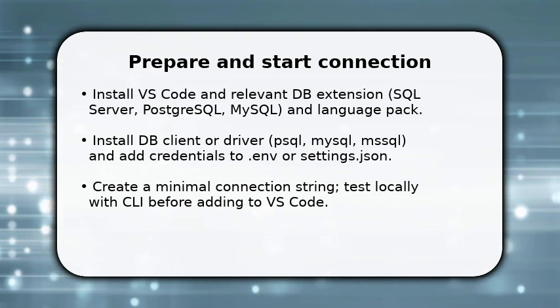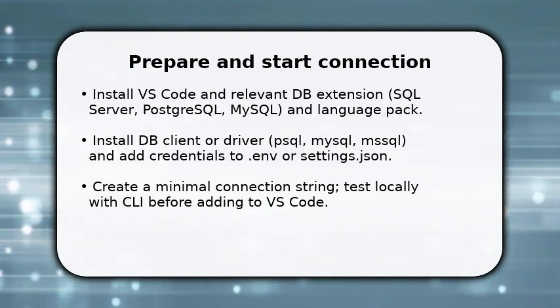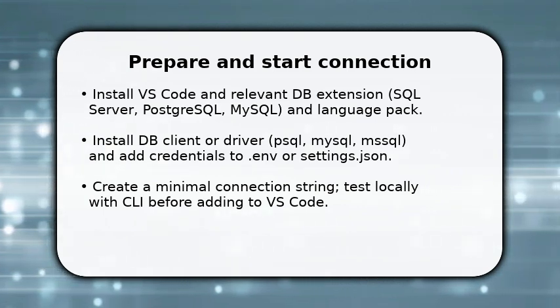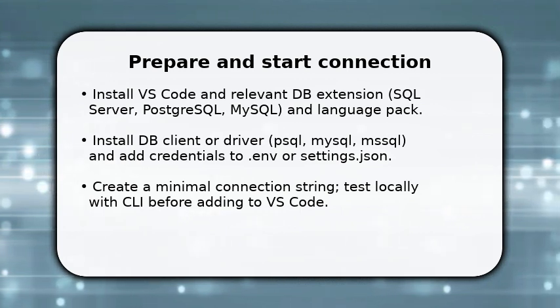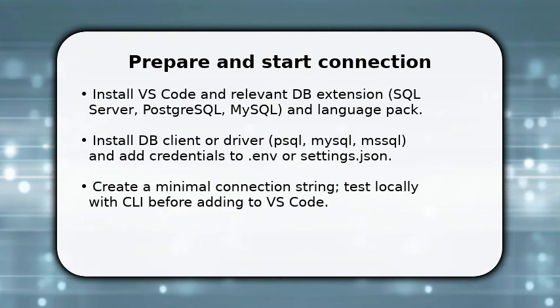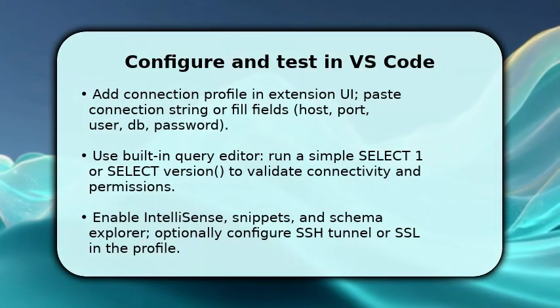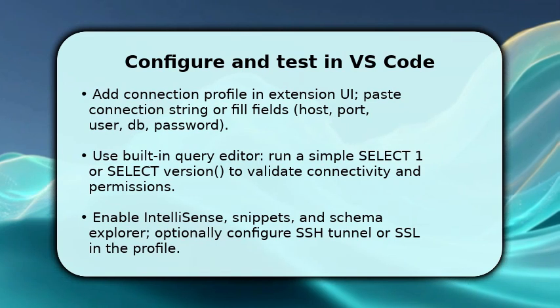Now open VSCode and the extension pane so you can add the same connection there and proceed to authenticate. Next, configure the profile inside the extension. Paste the connection string or fill host, port, user, database, and password fields.